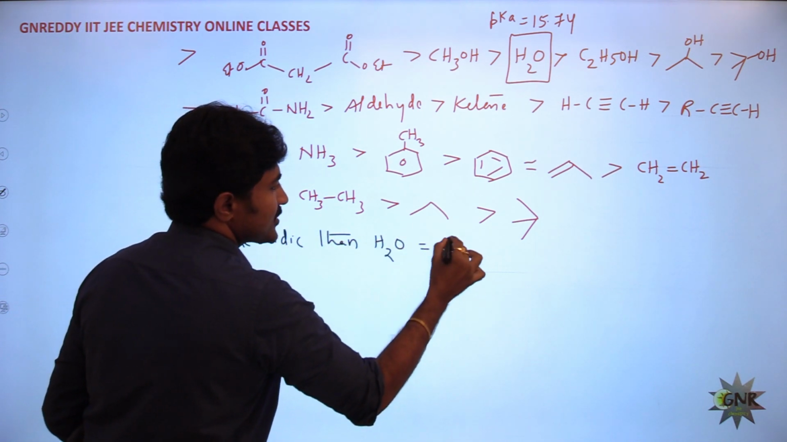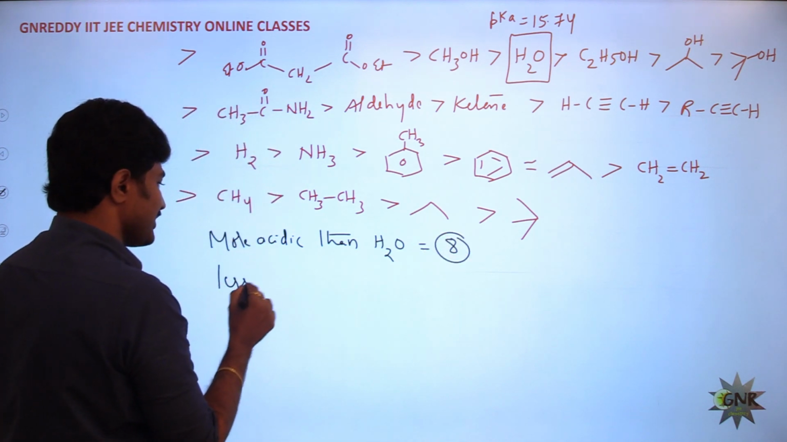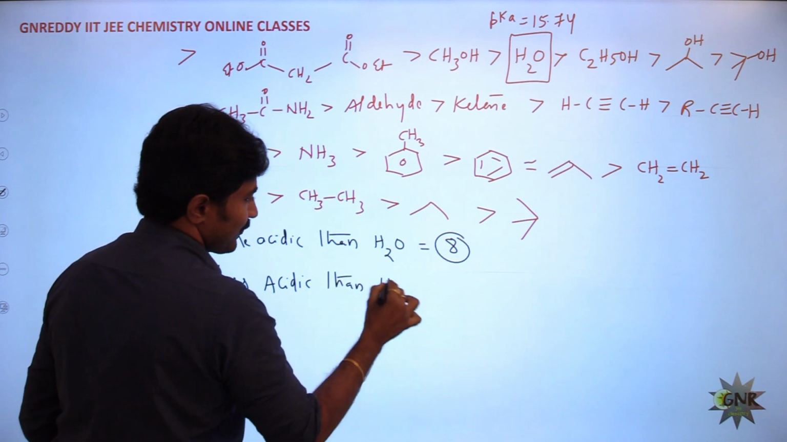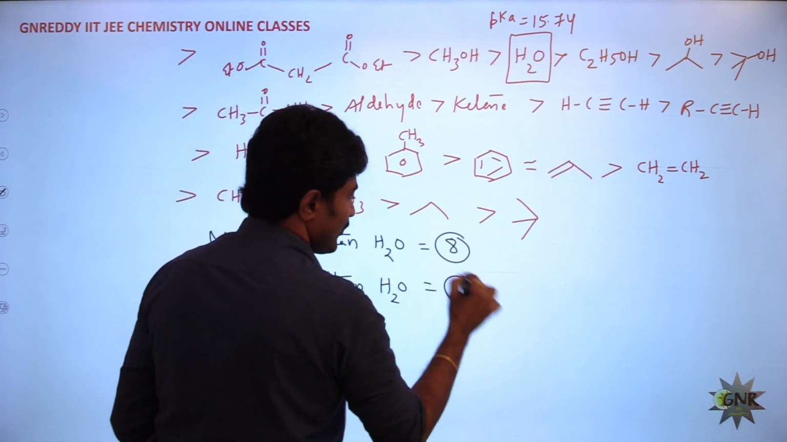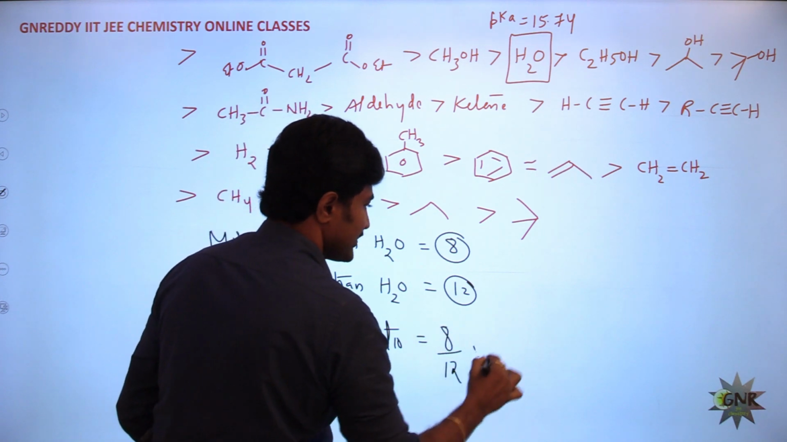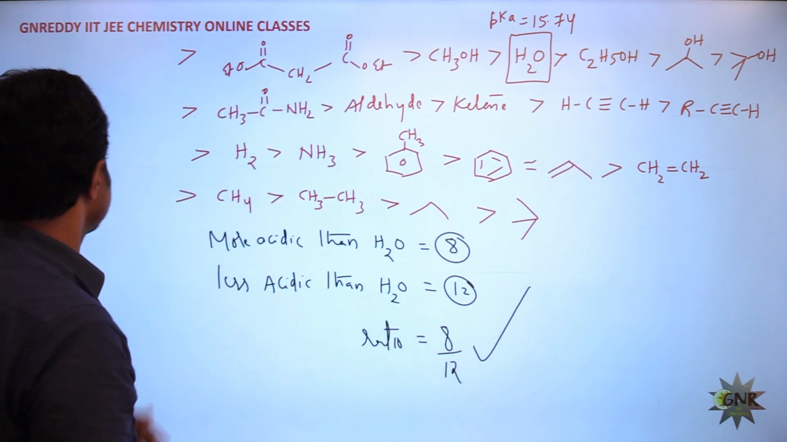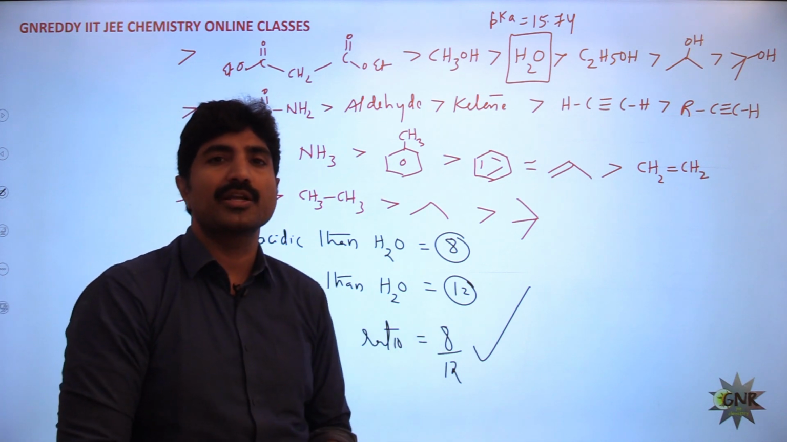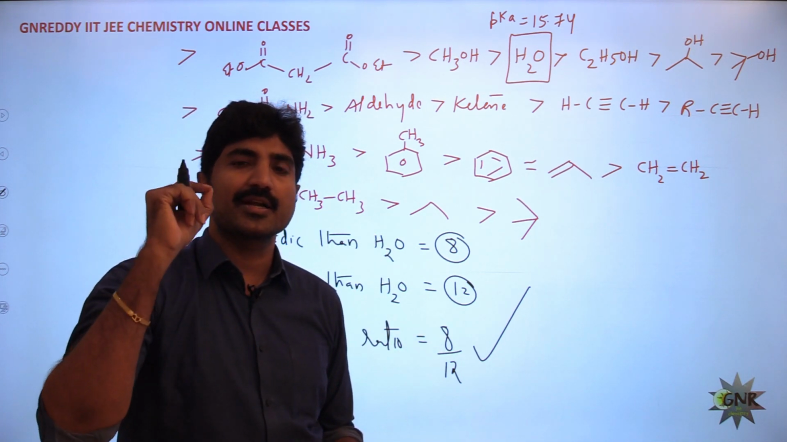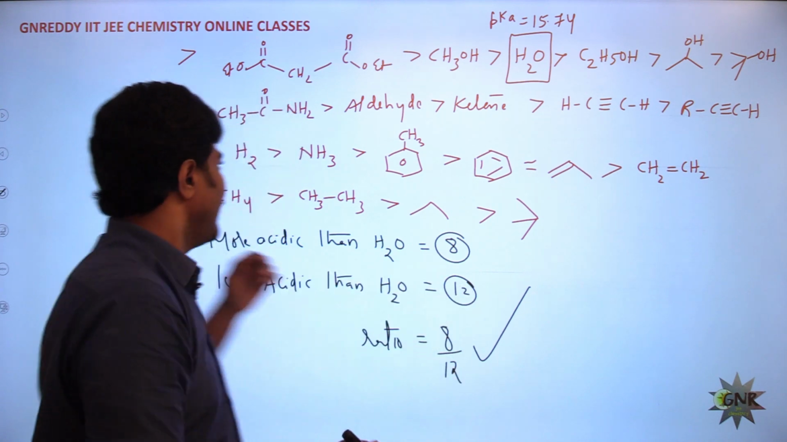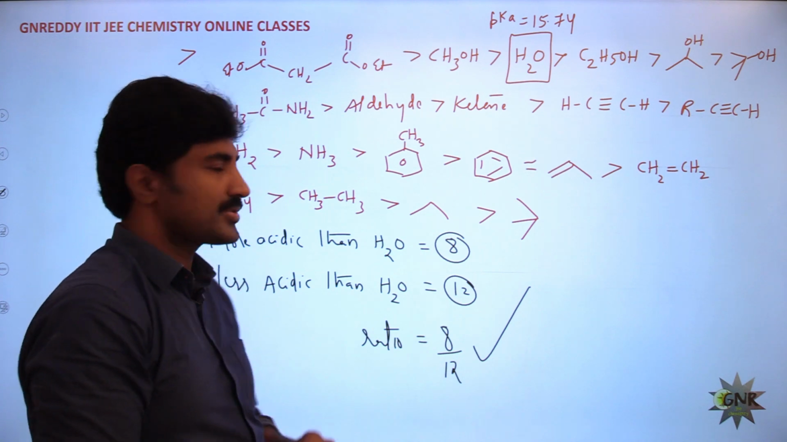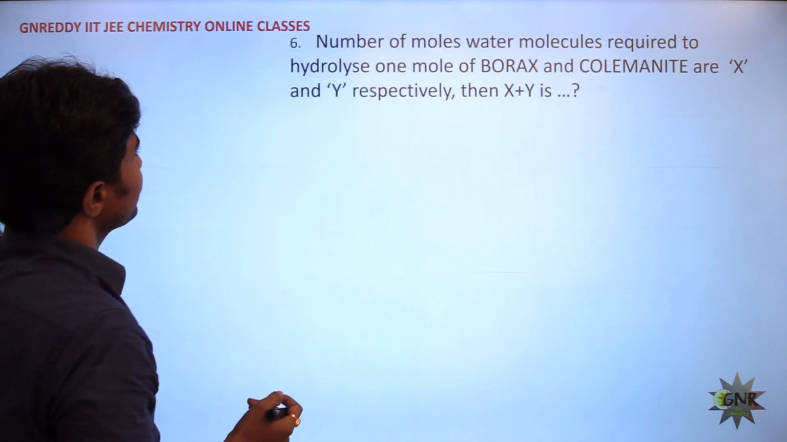8 compounds comes, and less acidic than water 12 there. Therefore what is the ratio here? Ratio is 8/12. This is the ratio, and simplify like this. This is one very important model in organic chemistry, because throughout organic chemistry topics the acidity concept plays a very important role, and this is the comparison of acidity of dissimilar compounds. Right, see the next one.